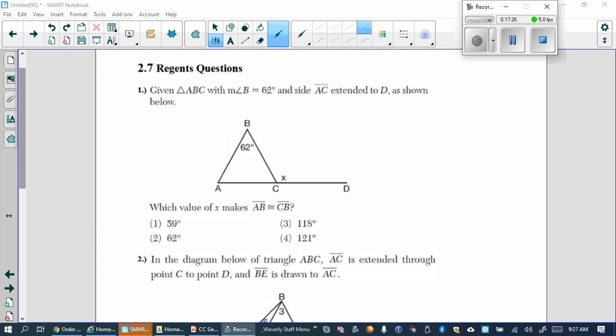Aren't they really asking the following? Which value of x makes the triangle what? Isosceles, two congruent legs. So you can see they ask it in a kind of indirect way, right? They're really asking what value of x makes the triangle isosceles, because if they're going to be congruent, it's got to be isosceles. Follow that?